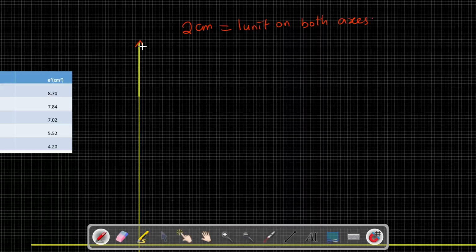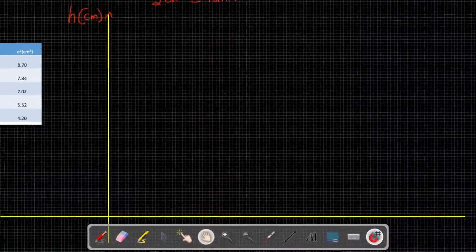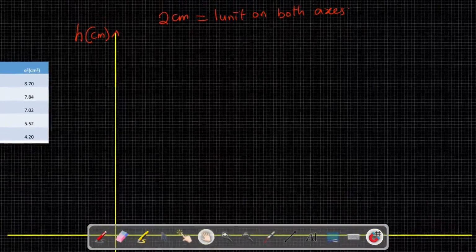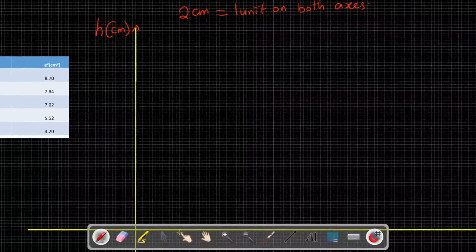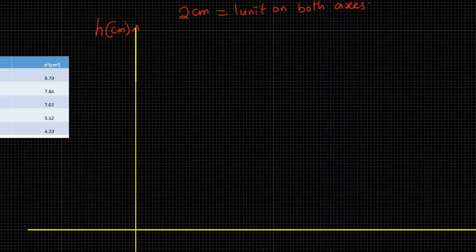Now what I'm plotting on the vertical is h. So for that reason, I'm going to write h in bracket. I will write the unit cm. Okay, now I will do the same on the horizontal. On the horizontal, I'm also going to put this arrow to show that the value continues going, and I'm going to write e square, and I'm also going to write the unit, which is cm square. All right. So my graph is getting set.